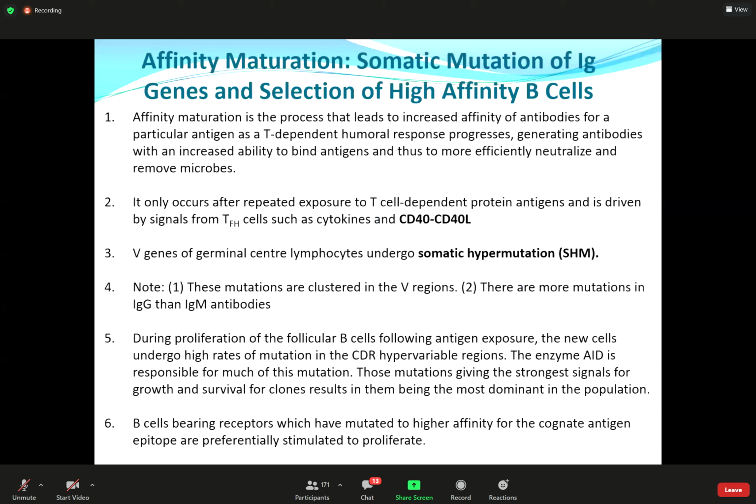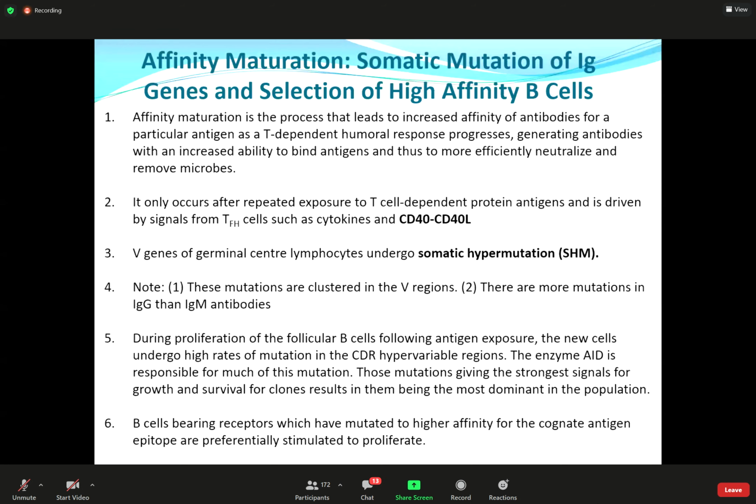Now recall that in the first B cell lecture, I said that once VDJ rearrangement occurs within the antibody receptor on the B cell in the bone marrow, those B cells are then exposed to self-antigen. And any B cell that binds to a self-antigen too strongly or too weakly will die through this process of clonal deletion, to remove any potentially autoreactive B cell.